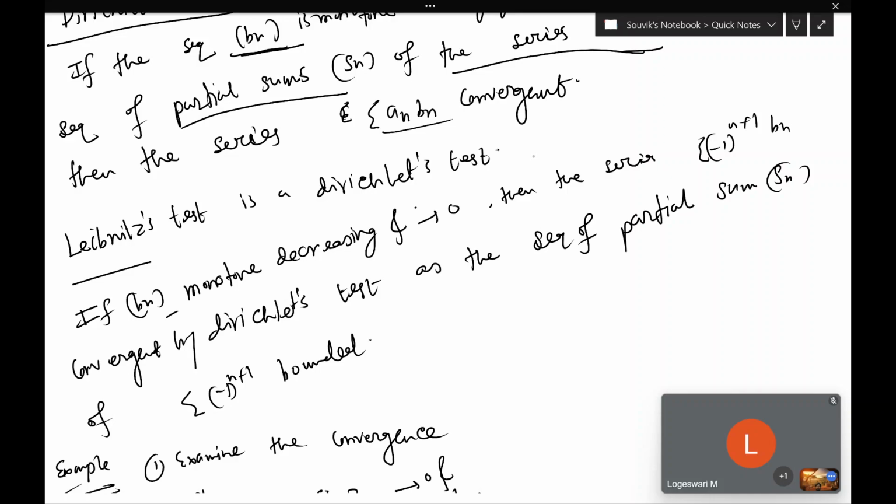How? Consider Bn monotone decreasing and converging to 0. Then consider the series summation (-1)^(n+1) Bn. This converges by the Dirichlet test, as the sequence of partial sums Sn of summation (-1)^(n+1) is bounded.